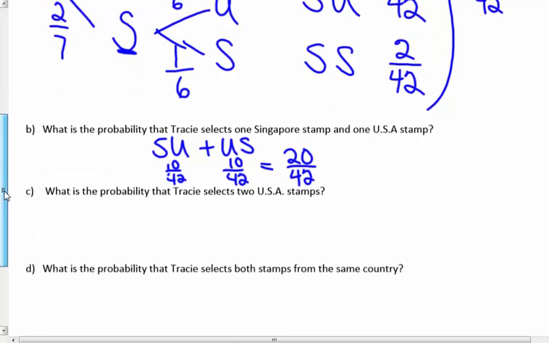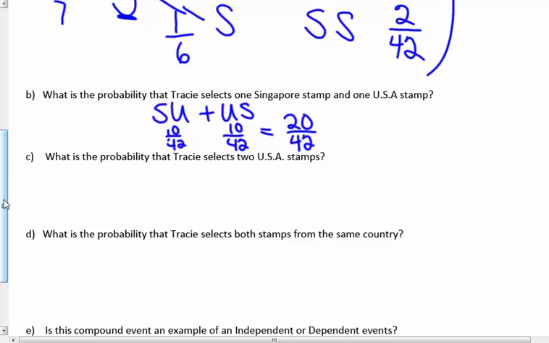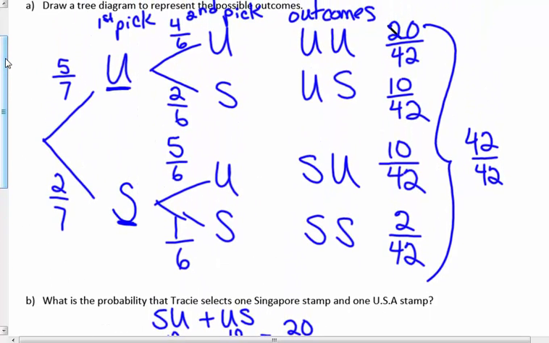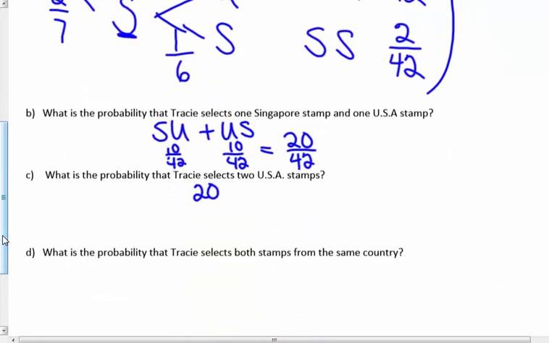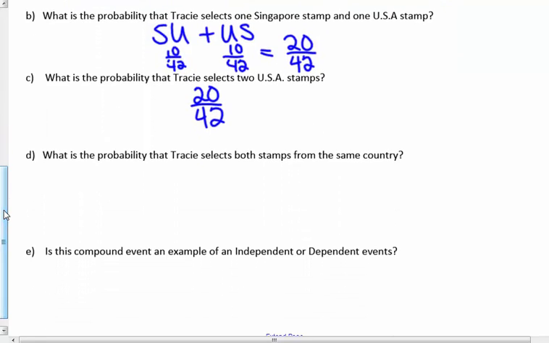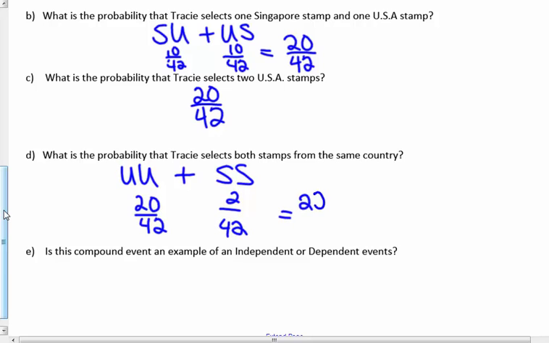What is the probability that Tracy selects 2 USA stamps? So go back up on your tree diagram. What's UU? 20 out of 42. What's the probability that Tracy selects both stamps from the same country? What does that mean? US, US plus SS, Singapore, Singapore. We know US, US is 20 out of 42. Singapore, Singapore was 2 out of 42. So 22 out of 42.